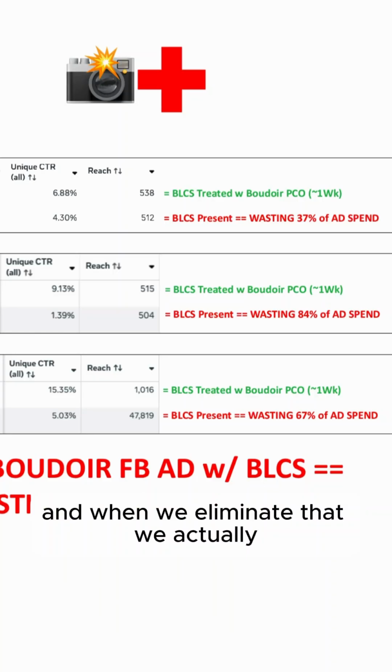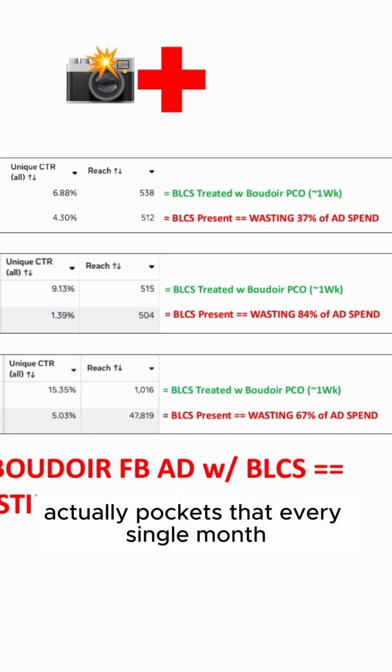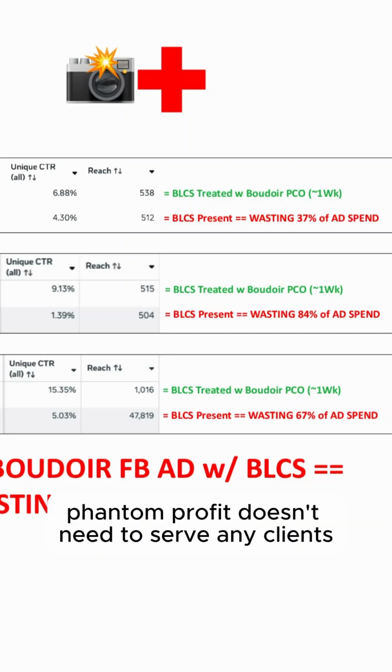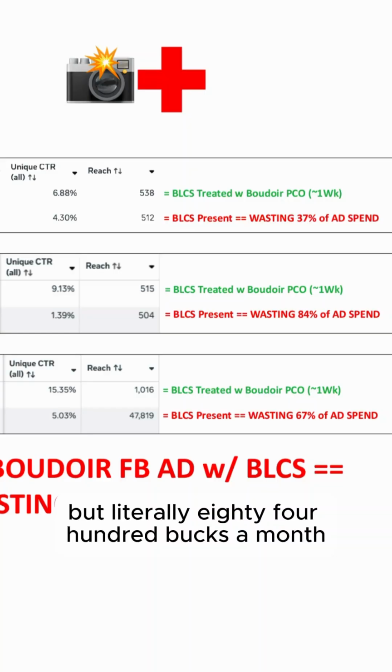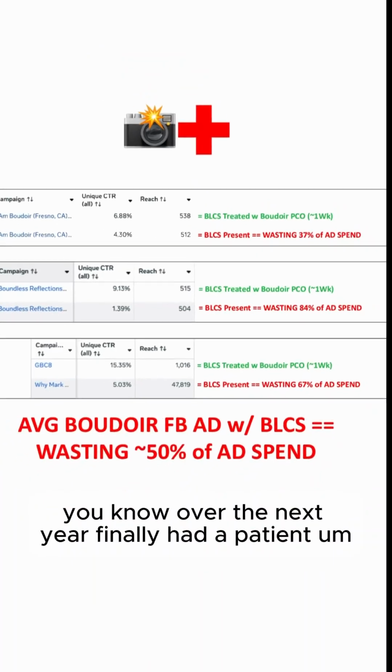And when we eliminate that, the business owner actually pockets that every single month, kind of like a phantom bonus, phantom profit. Doesn't need to serve any clients, but literally $8,400 a month. That's like 100 grand over the next year.